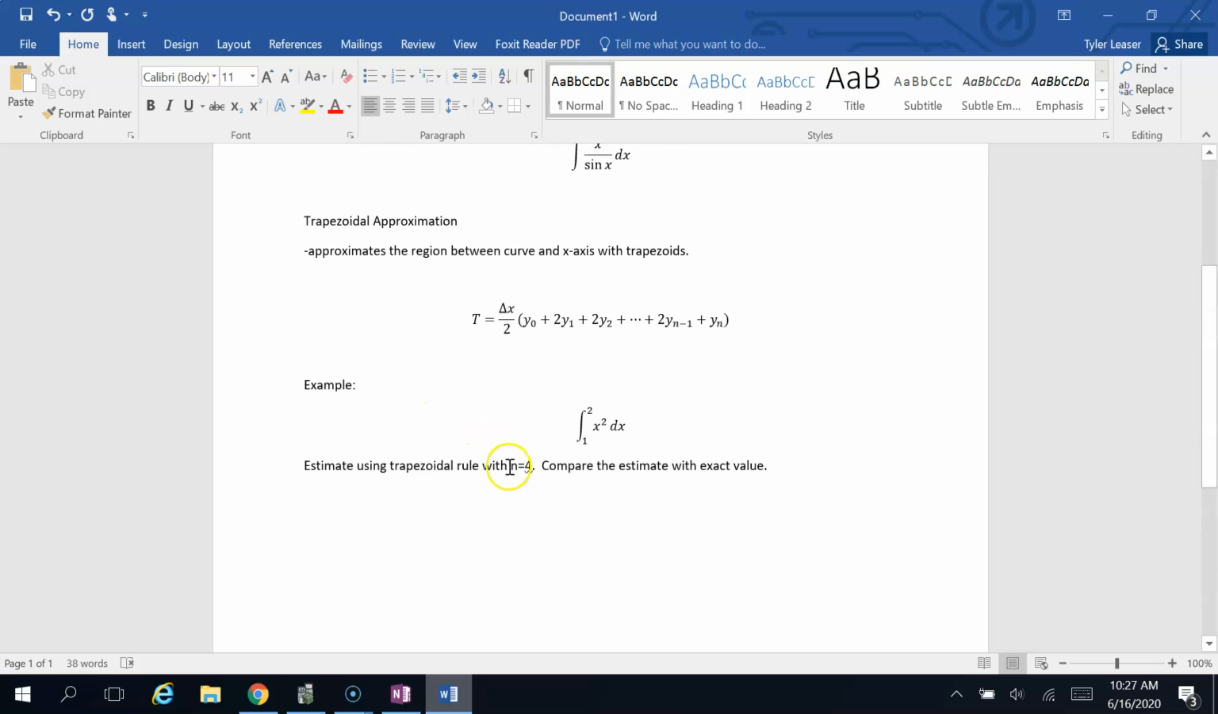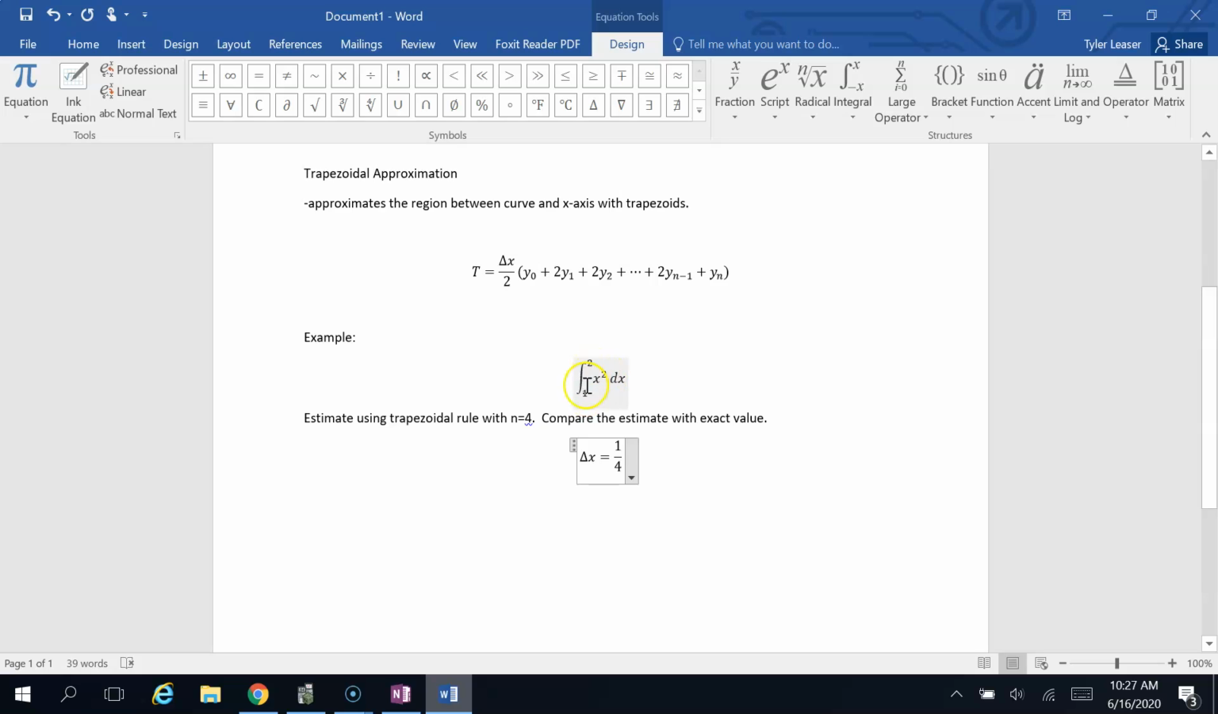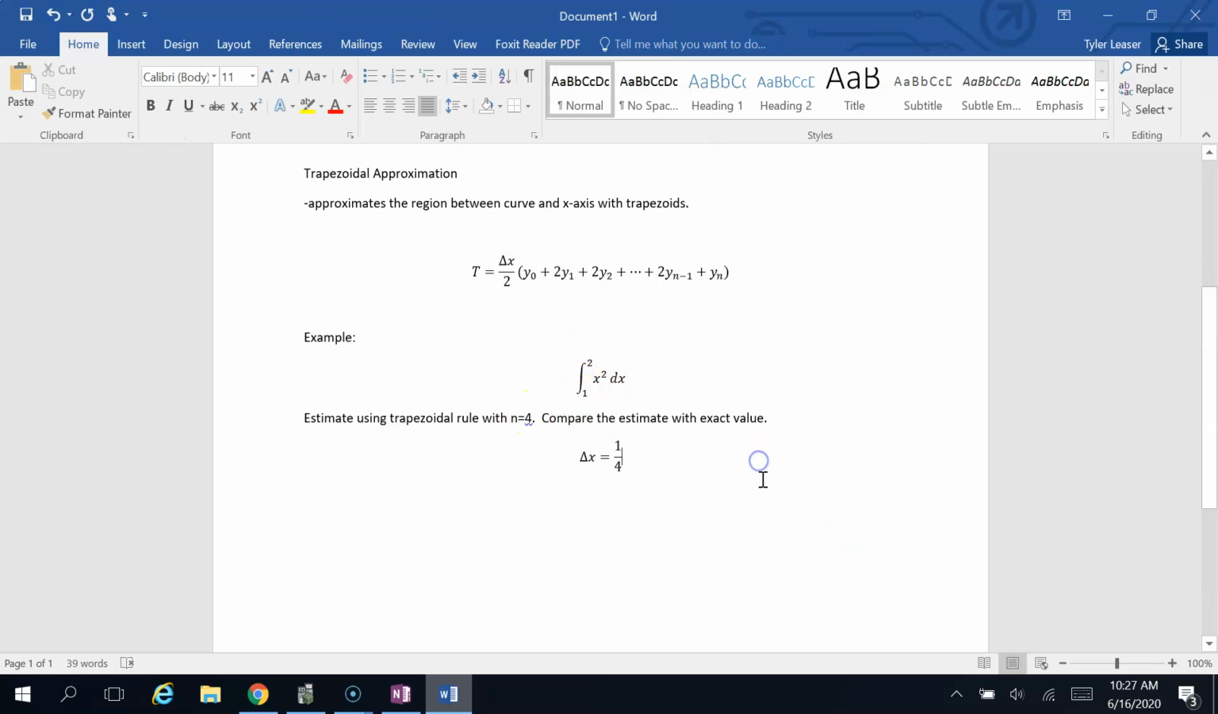All right, so estimate using the trapezoidal rule with n equals 4. That means to use this formula here. Now, first thing we need to do is figure out what this delta x is. Again, that delta x represents the width of each of the trapezoids. You can also think of it like the partition width. If I am on the interval from 1 to 2, and I want to split up that interval into 4 different trapezoids, I'm going to be cutting that distance from 1 to 2 into 4 pieces, which means that my delta x is going to be 1/4. Right, it's 1/4 because I have a total distance of 1 from 1 to 2, cutting it into 4 sections.